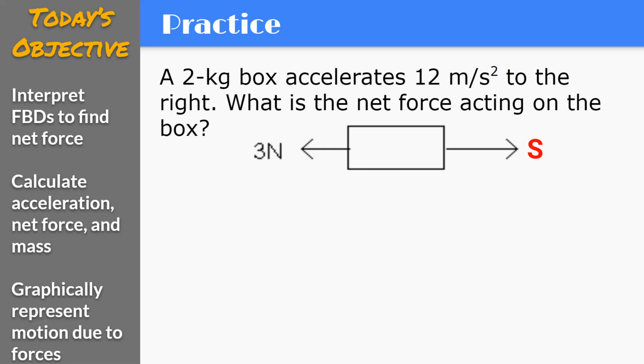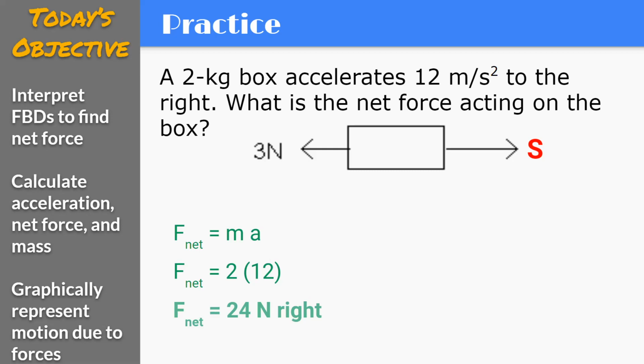The other way we can find net force is by using the equation F net equals m times a, which means we need mass and we need acceleration, and I do have both of those. They're in the question. So the net force here would be the mass, which is 2, times the acceleration, which is 12 meters per second squared to the right, or positive 12, which gives me a net force of 24 newtons to the right. Okay, pretty straightforward there. I think everybody's probably okay with that one.